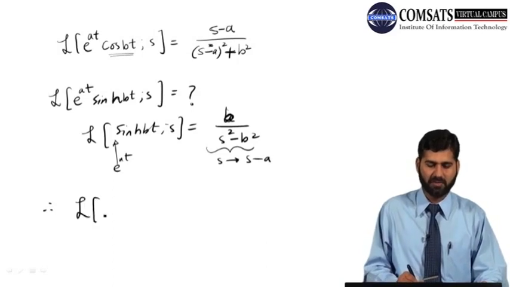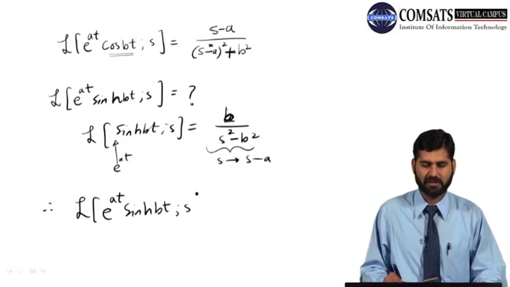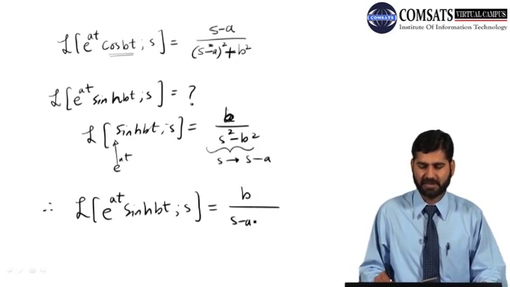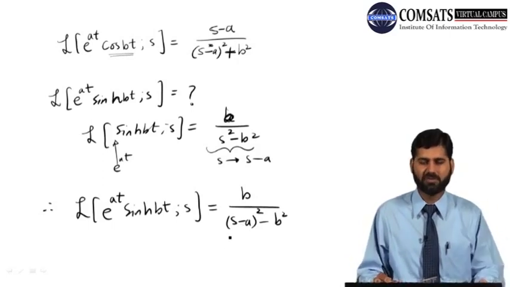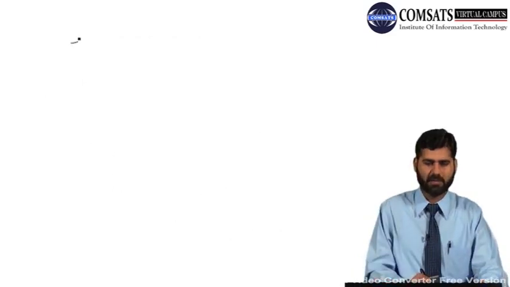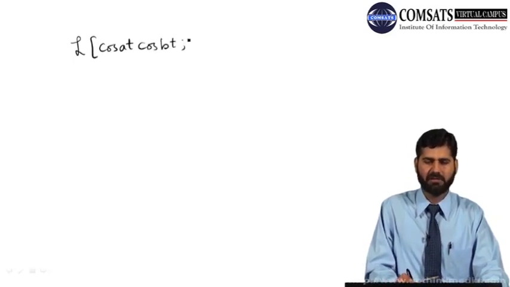So therefore, if you multiply e to the at with sinh(bt), this will make it b over (s minus a) squared minus b squared. Alright, so this will be your Laplace transform. That's how we can use the shifting property. It's not difficult, it's very easy. There was one more example written at the end, cosine at multiplied by cosine bt.